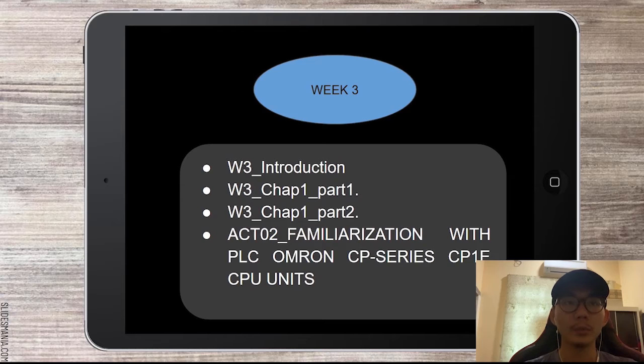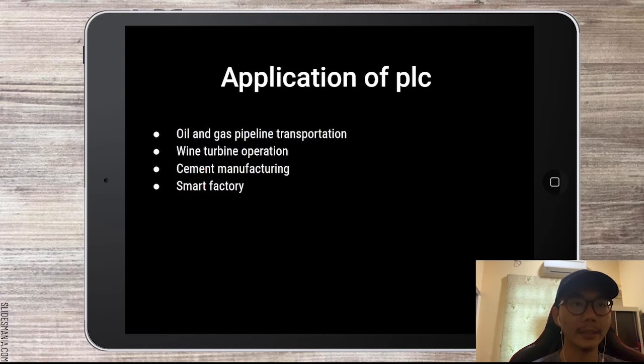The third week, we learn about chapter 1, and we are doing a self-learning pre-lab activity. There are several industries that use this PLC system. For example, oil and gas, wind turbine, cement industry, and smart factory. 5 functions of PLC in oil and gas, which is control and monitor valve switch, regulate the flow pipeline, monitor temperature and pressure, alarm function, and data transfer function.